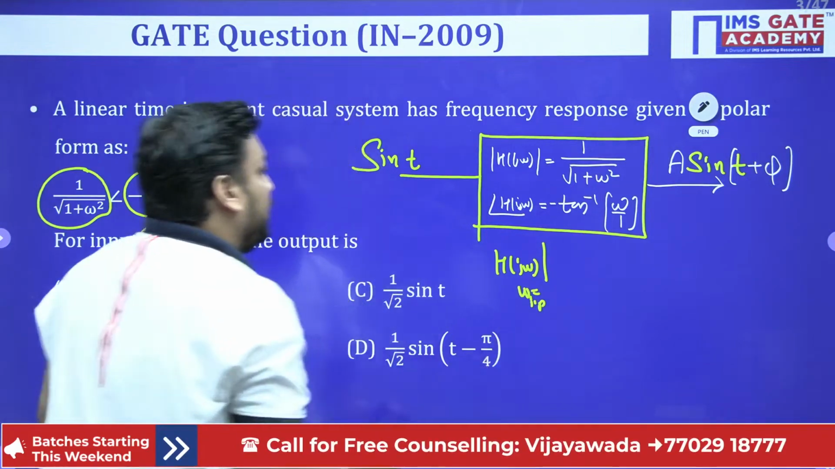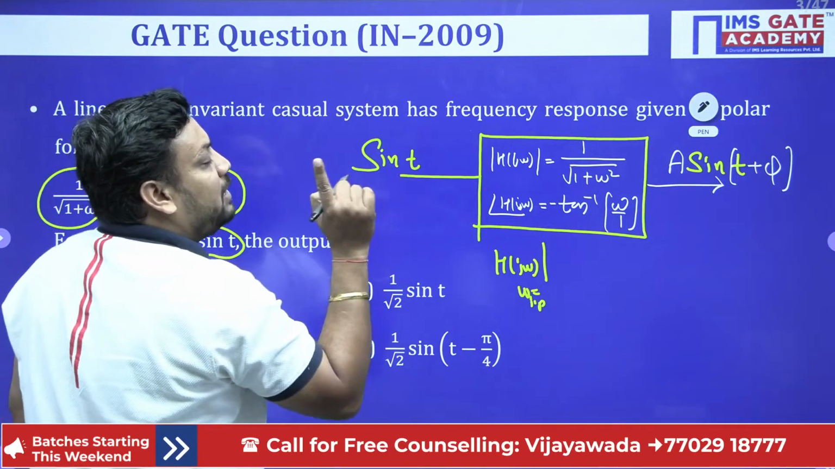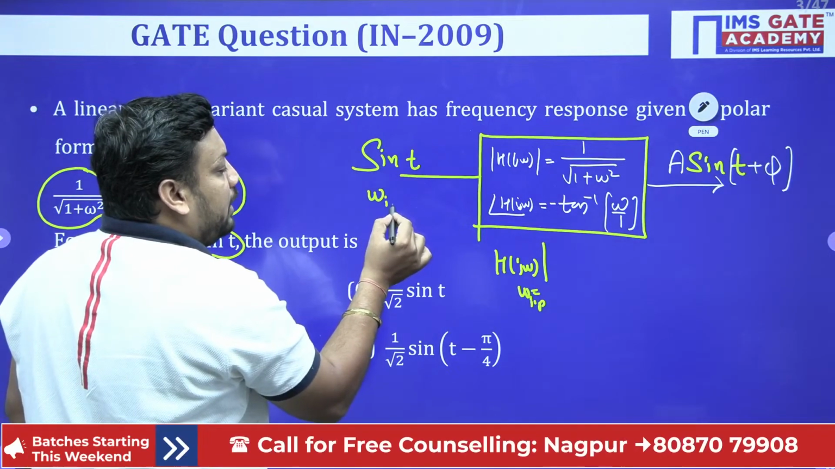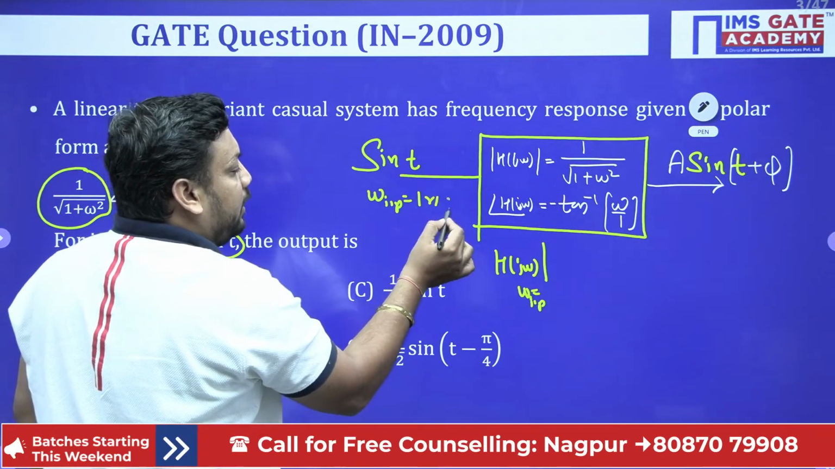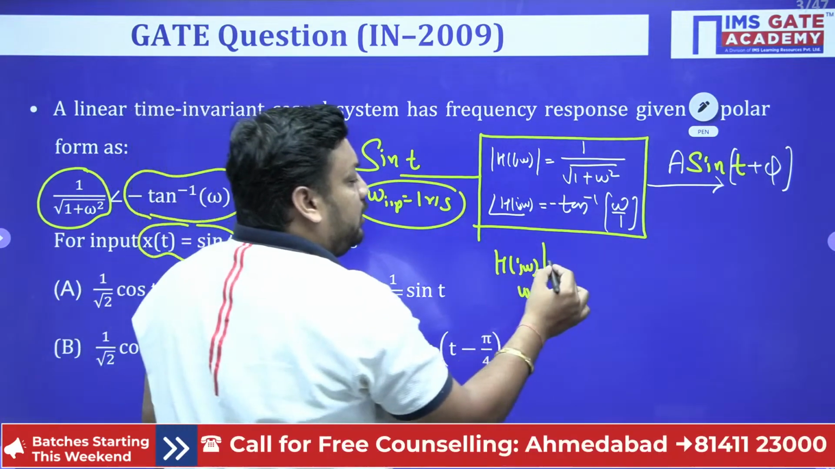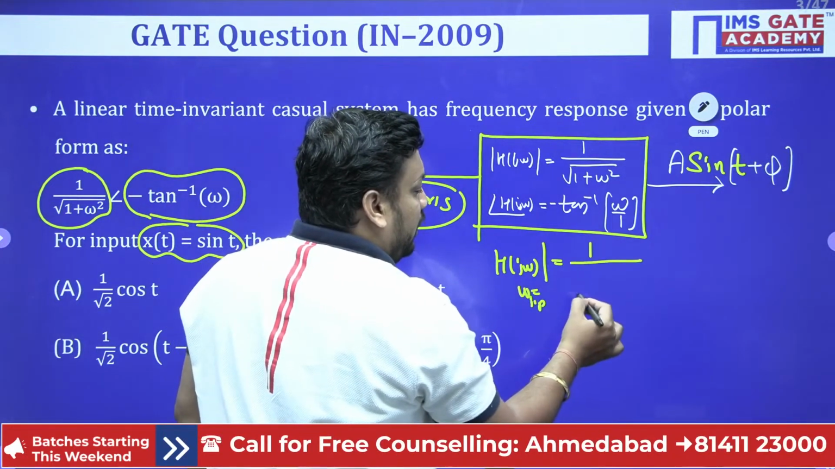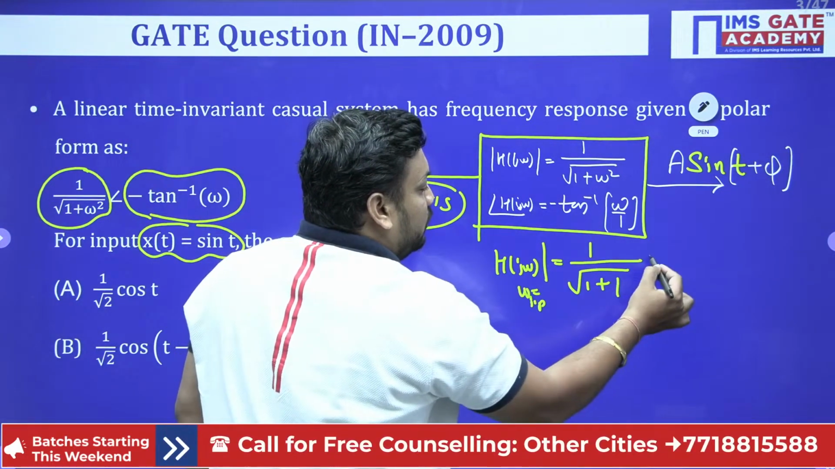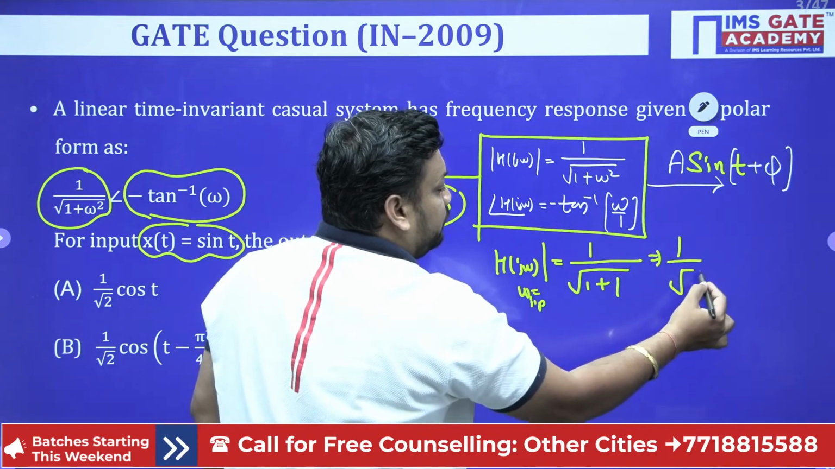What is omega input? Here it is sin t, so the t multiple is 1. That is why omega input is nothing but 1 radian per second. It means we have to put the value of omega here only. So under root of 1 plus 1, it will give you 1 by root 2.